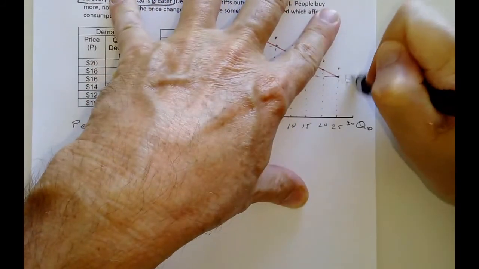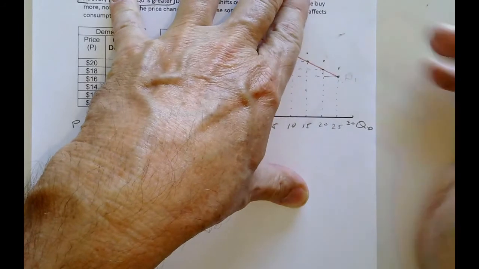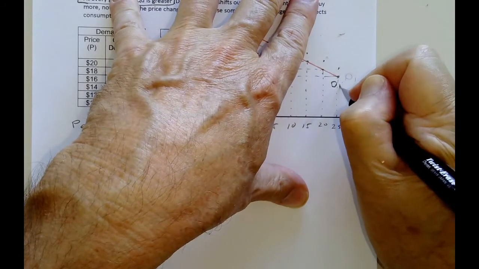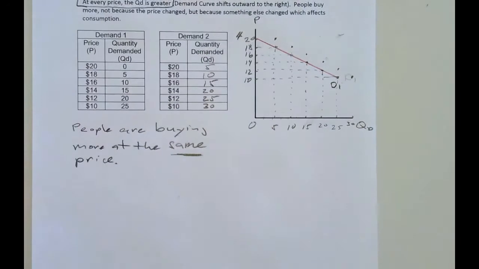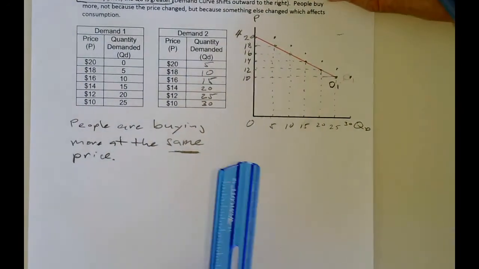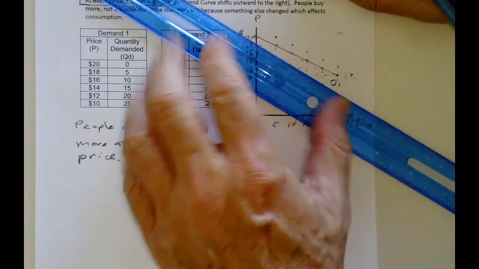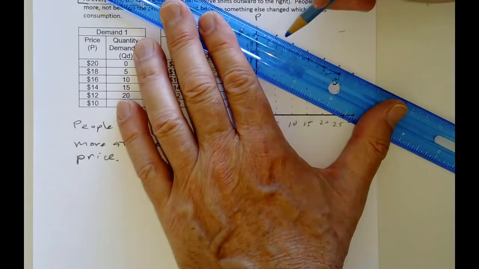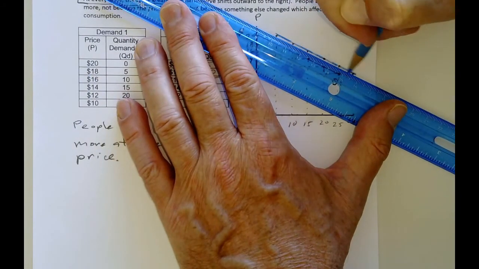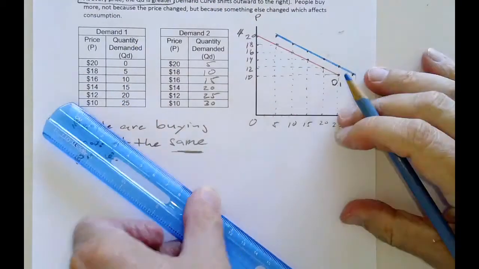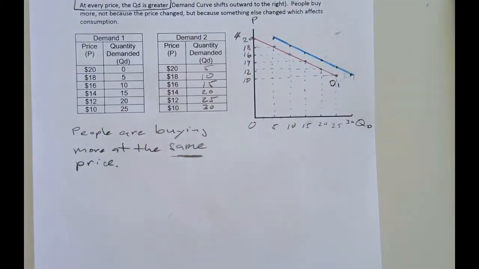And let me move my demand D1 out of the way. And then we have 30 right there. Connect those points. Make this a blue line. And this will be demand D2.